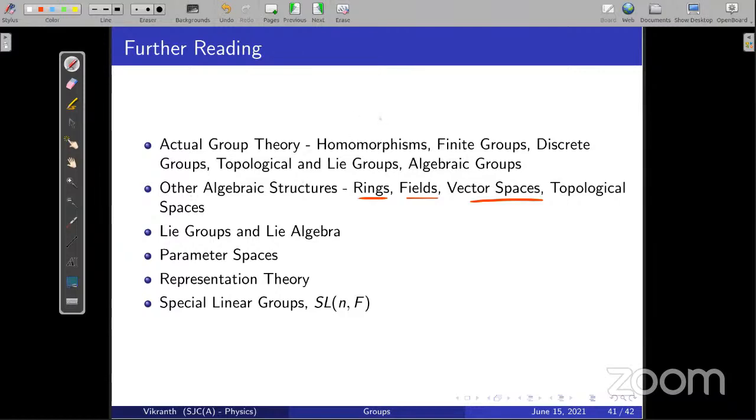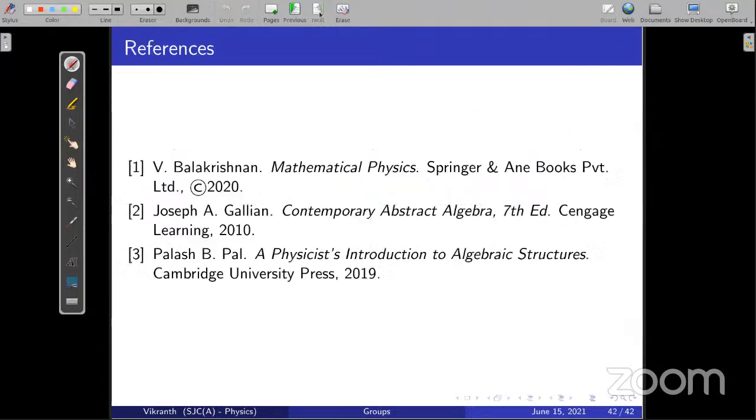And again, in group theory, you have a lot of things. You have homomorphism, you have finite groups, discrete groups, and continuous groups, Lie groups, like we discussed a little bit, and then completely algebraic groups, nothing to do with physics in a sense, right? And so on. So these are topics for further reading, and these are my references.